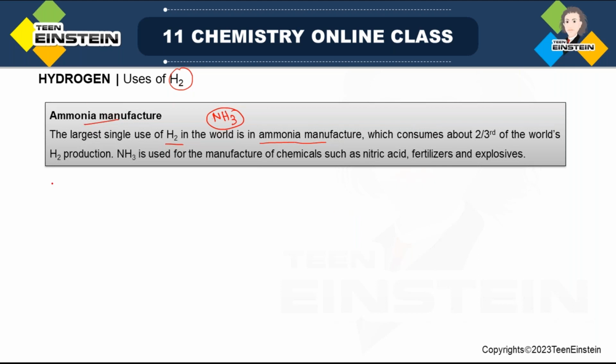The largest single use of hydrogen in the world is in the manufacture of ammonia gas. So it proves its importance, the largest single use of H2, hydrogen, not H2O. It consumes about 2/3 of the world's H2 production. So you can understand 2/3 means most of the hydrogen that is produced all over the world is utilized for the manufacturing of ammonia. Now ammonia is also very important. Ammonia is used for the manufacture of other chemicals such as nitric acid, fertilizers, explosives. Fine. So this is the first use of hydrogen, manufacturing of ammonia, because ammonia is another important industrial chemical.